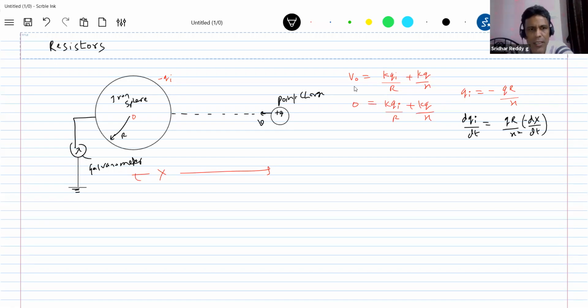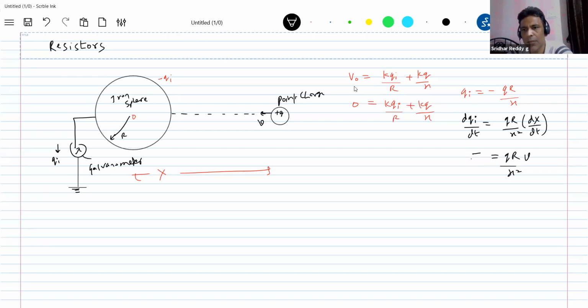So what charge will flow here? The positive charge will be continuously flowing through this wire. Considering that movement of positive charge, this will become QR by x square into V. This is the rate of flow of charge. I'll call this electrical current.